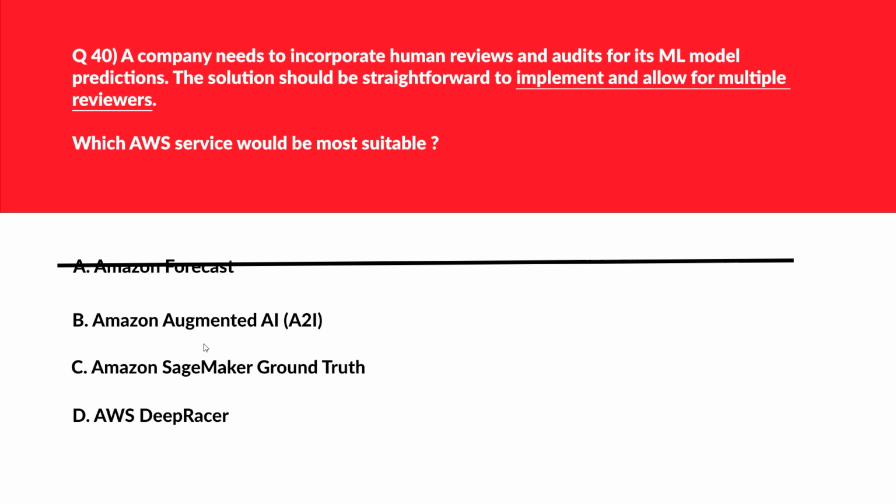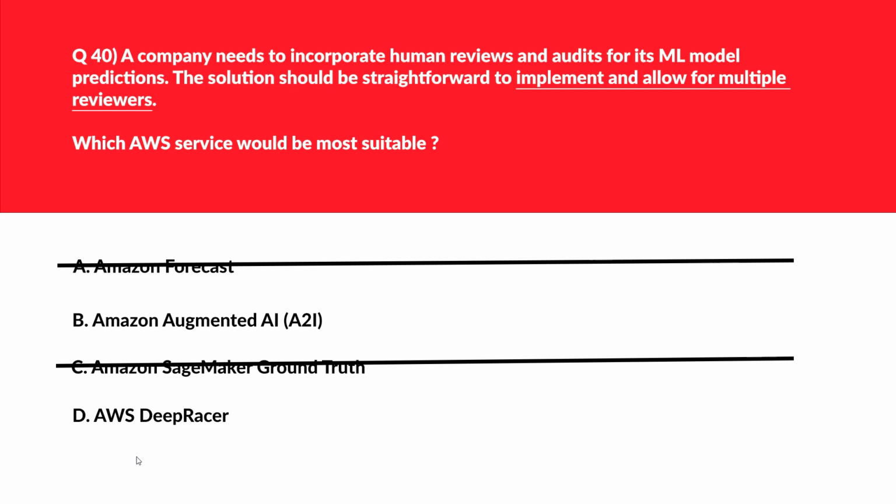B says Amazon Augmented AI, A2I. Amazon Augmented AI is specially designed to facilitate human reviews and audits of machine learning predictions, allowing easy integration of multiple reviewers into the workflow. So let's park this option. Move to option C. C says Amazon SageMaker Ground Truth. Amazon SageMaker Ground Truth is primarily used for data labeling, not for facilitating human reviews and audits as required by the question. So we'll reject this.